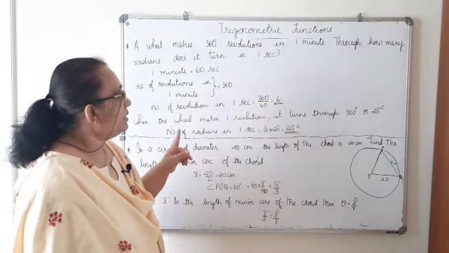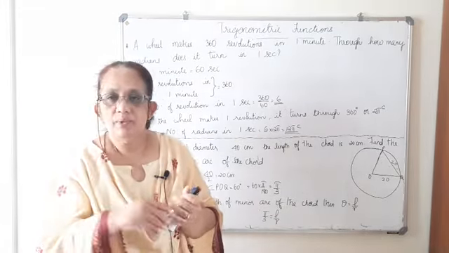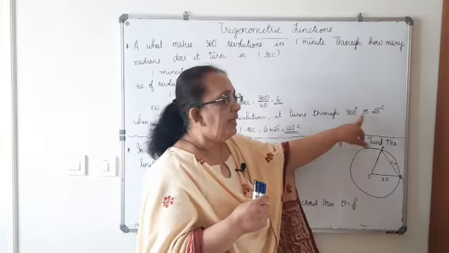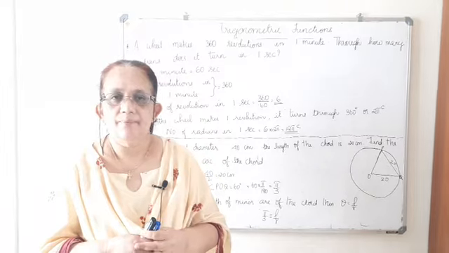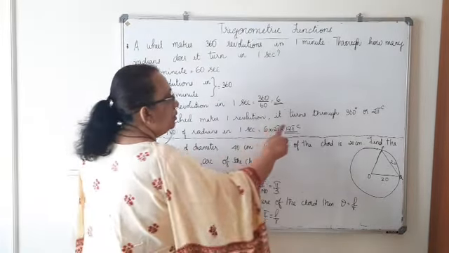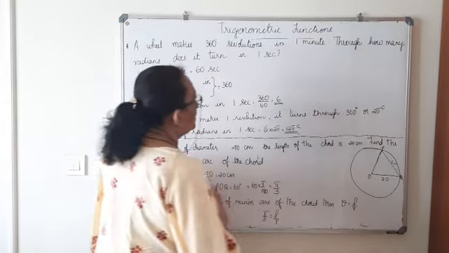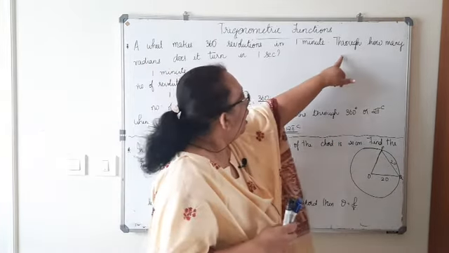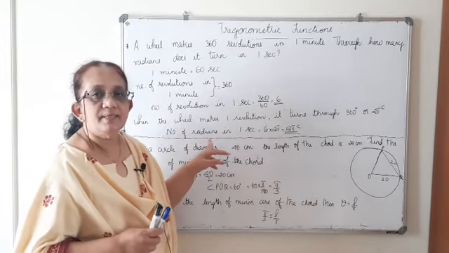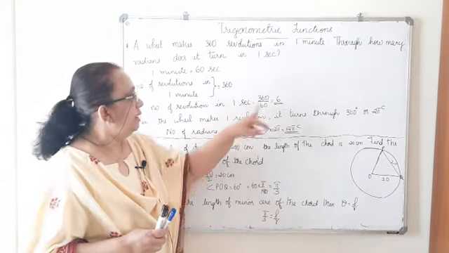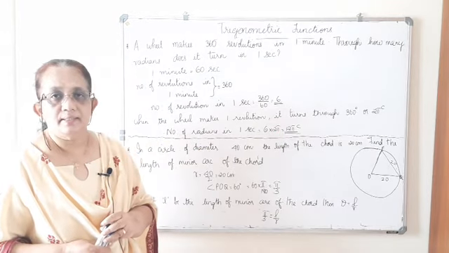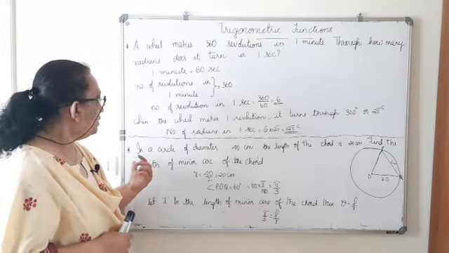What happens when the wheel makes one revolution? It turns through 360 degrees or 2 pi radians. So what is the question? Through how many radians does it turn in 1 second? The number of radians it turns in 1 second is equal to 6 into 2 pi, that is equal to 12 pi radians. Okay, now next question.